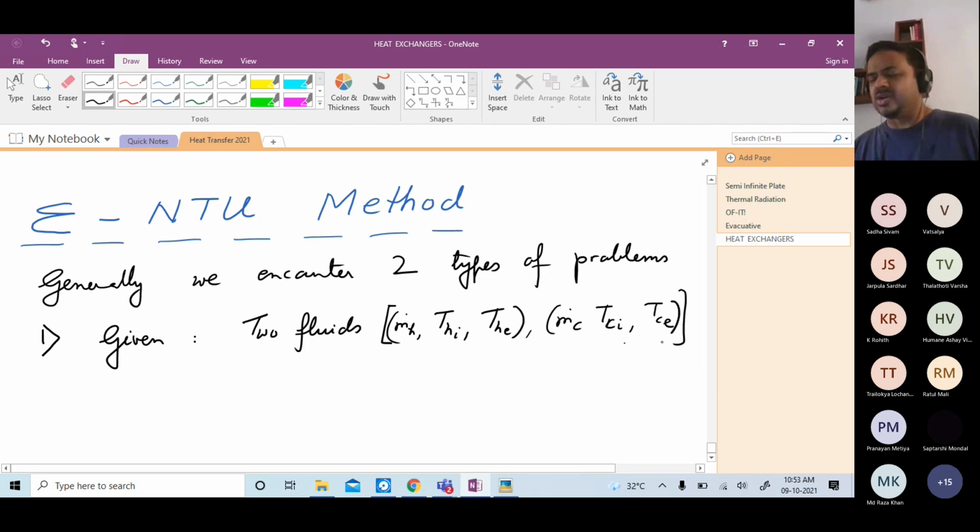Okay. You may not be given all of them, because maybe one set is given. If THI and THE are given and TCI is given, you can find TCE as well. So any three of them is also okay. And you are given U, and you have to find A, which is what we did.